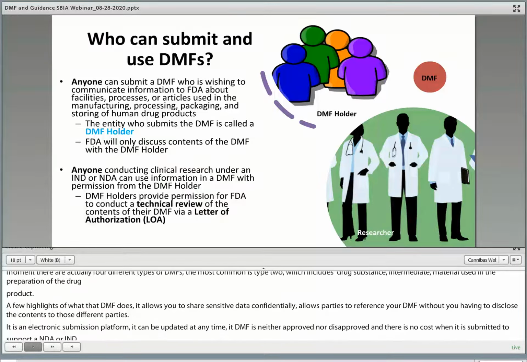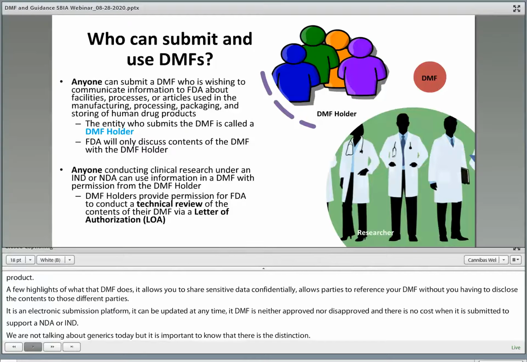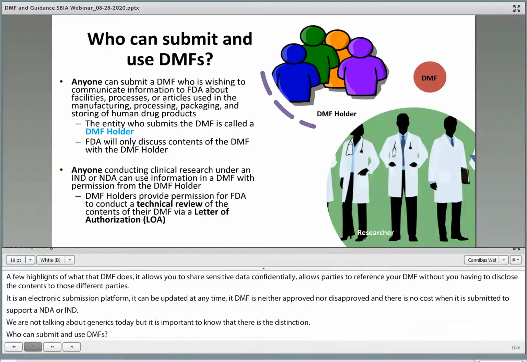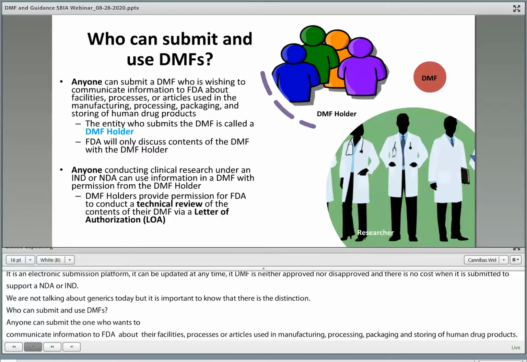Who can submit and use a DMF? Well, anyone can submit a DMF who wants to communicate information to FDA about their facilities, processes, or articles that are used in the manufacturing, processing, packaging, and storing of the human drug products. So any of those blue, green, orange, and purple figures that are up there in the left corner, they would be the entities who are submitting the DMF, and they are called the DMF holder. Now, the FDA will only discuss the contents of the DMF with the DMF holder. So the DMF is our little red dot in the corner.